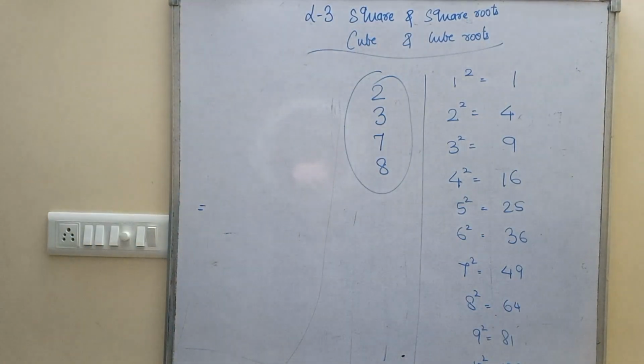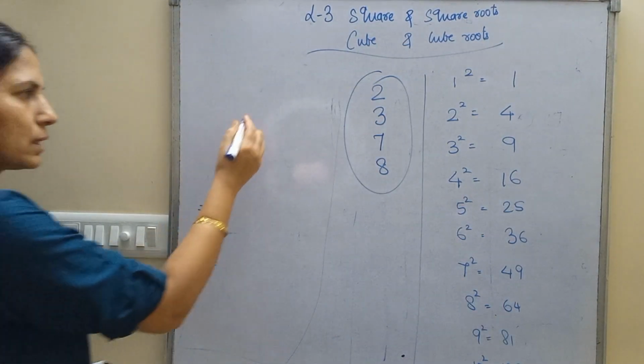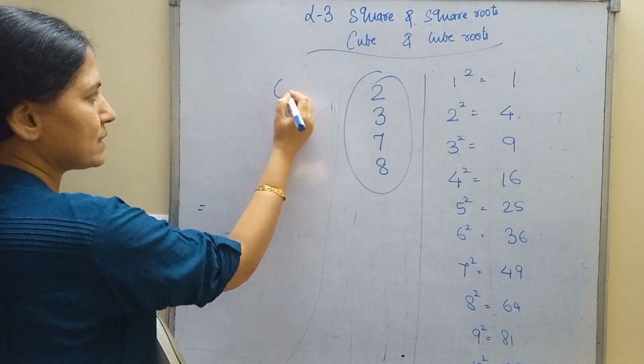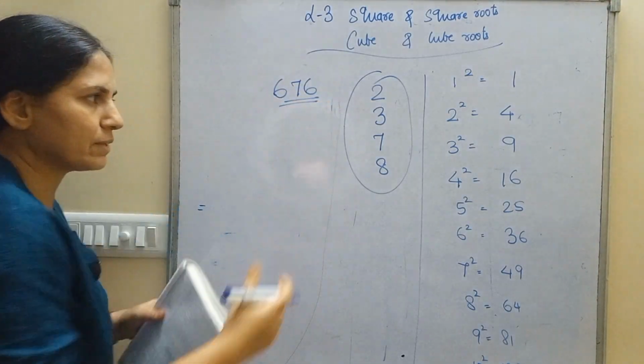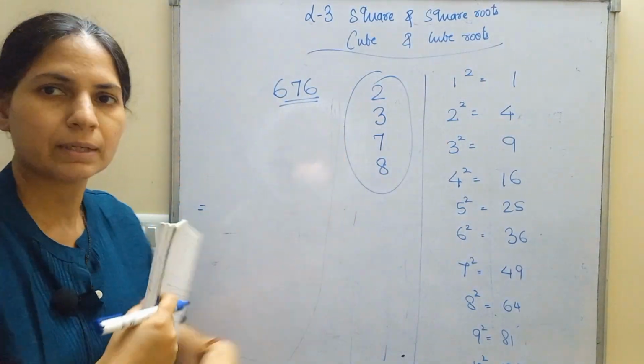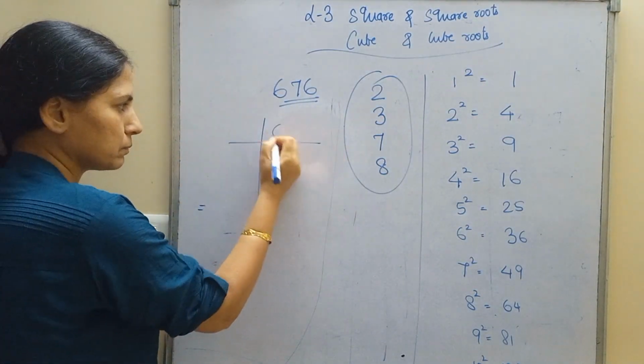I'll give you some examples. For example, if my question is 676. Now 676 has 6, there is 6. So this can be a perfect square. Let us see whether it is or not.